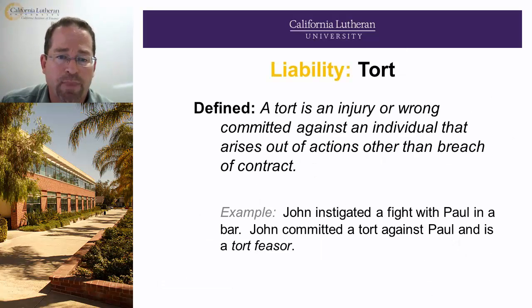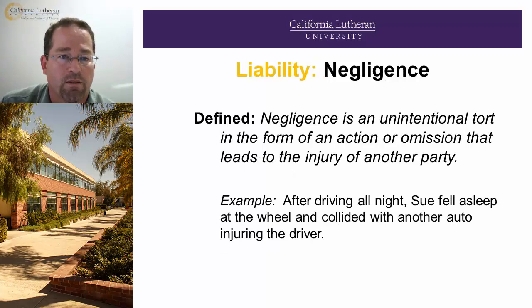Regarding tort liability, it is an injury or wrong committed against an individual that arises out of actions other than breach of contract. Regarding negligence, we define that as an unintentional tort in the form of an action or omission that leads to the personal injury of another party.